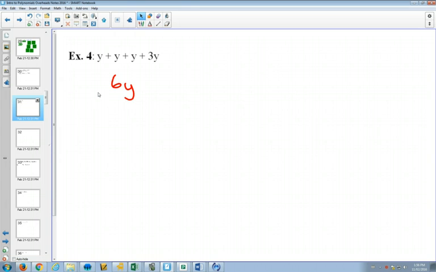So we have 1y plus 1y plus 1y plus 3y. How many y's do you have? 6 y's.